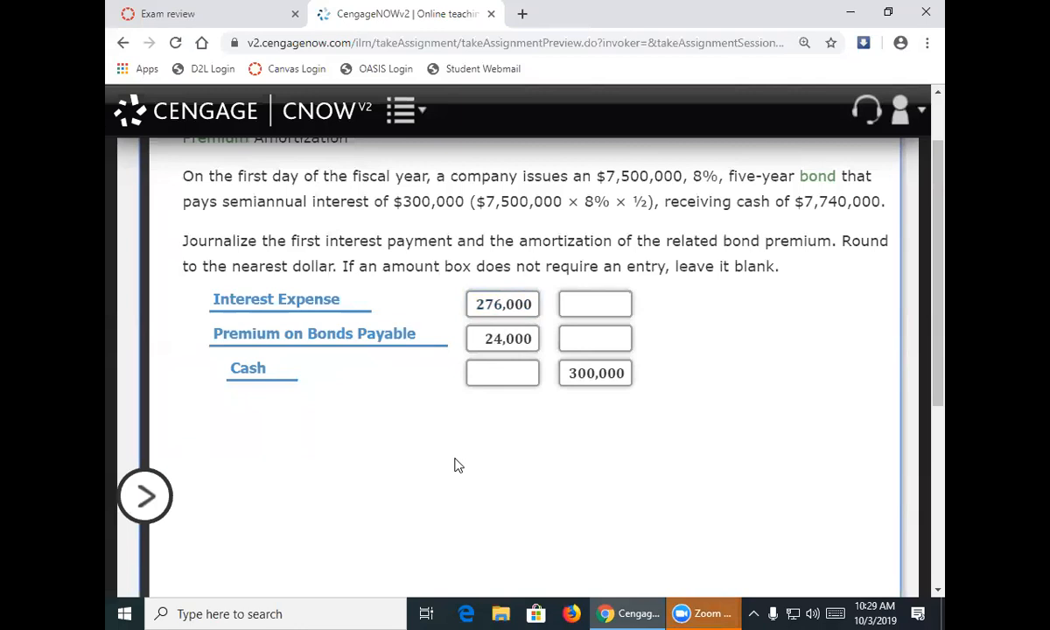Why do I subtract there? Besides that it's a debit and a credit. Because what you receive is greater. Right, yeah, you're receiving more cash up front, right? That premium is a benefit to us. We're receiving more cash up front. So that premium is reducing our total interest expense every month or every 6 months. Good.